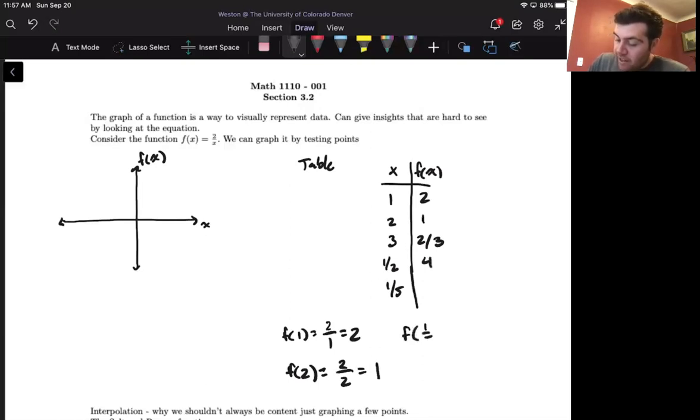And for f of 1/5, we get 2 over the fraction 1 over 5. And when you're dividing by a fraction, you just flip the fraction and multiply. So that's going to be 10.